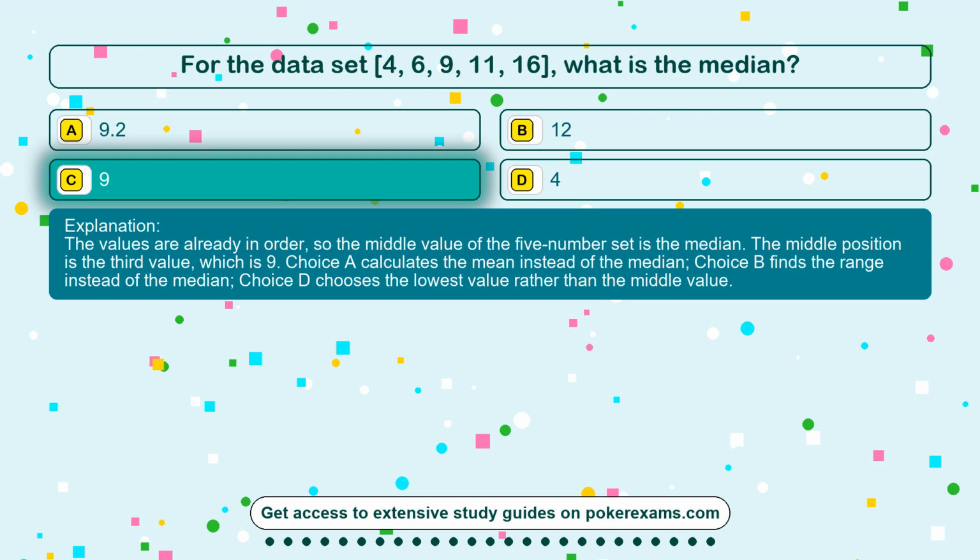Choice A calculates the mean instead of the median. Choice B finds the range instead of the median. Choice D chooses the lowest value rather than the middle value.